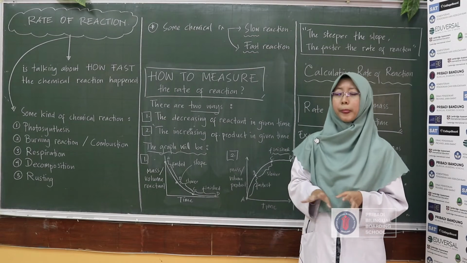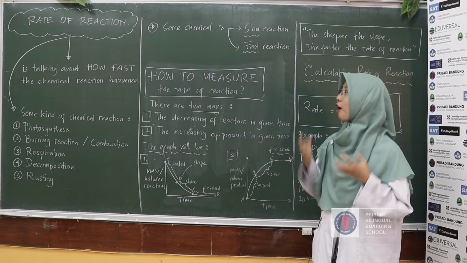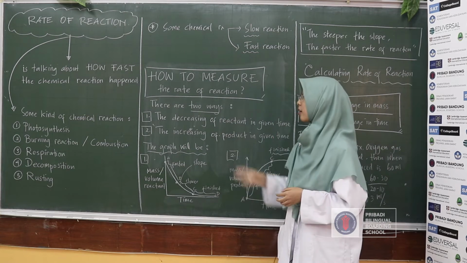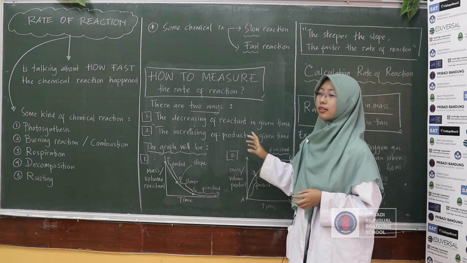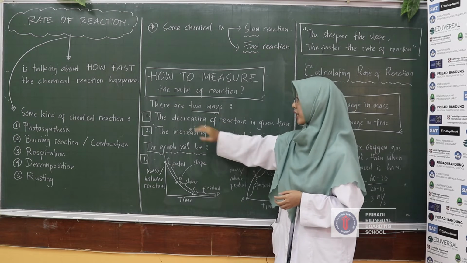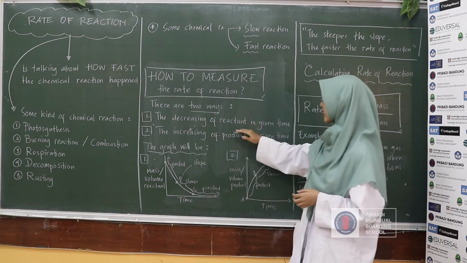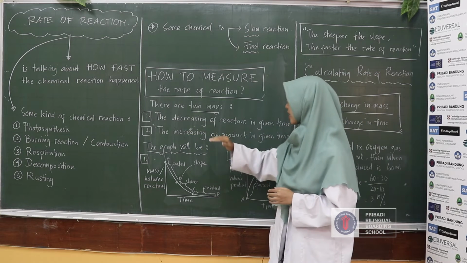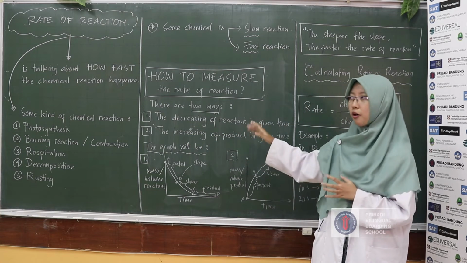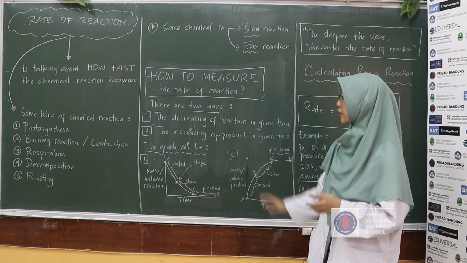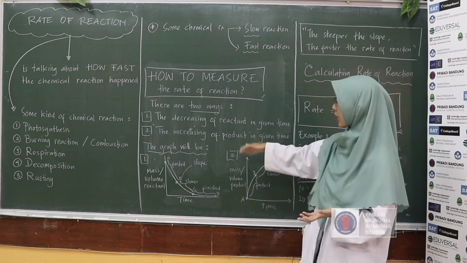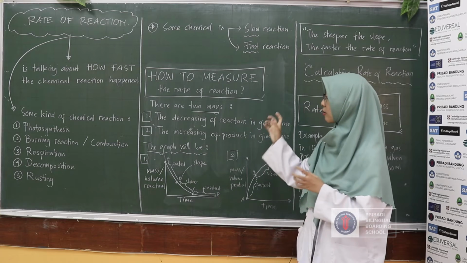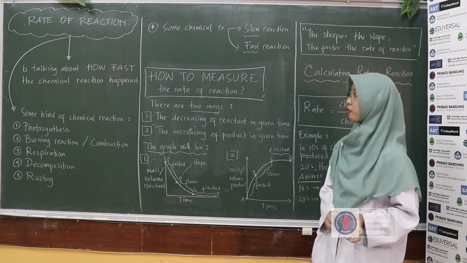Now, how can we measure how fast the reaction is? Actually, there are two ways to measure the rate of reaction. The first one is measuring the decrease of reactant in a given time. And the second way is the increase of product in a given time. For this, we can choose any method that we want to use to measure the rate of reaction.